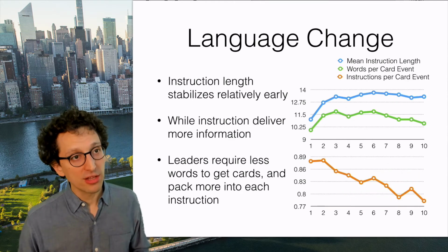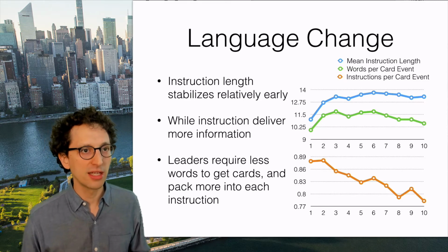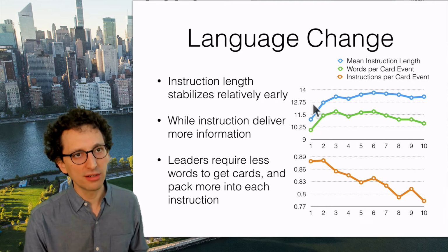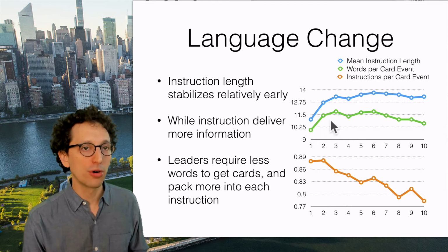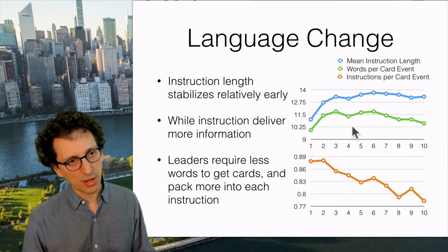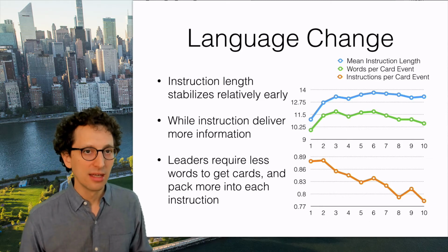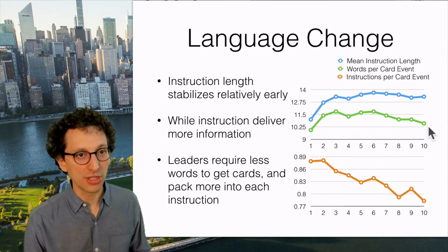The language changed, so we also observe changes in the instruction length. Instruction length starts relatively short. This is the blue bar here. The mean instruction length is increasing and then stabilizes, whereas the words per card event, so the words that are required to create a card event, are slowly decreasing over time.